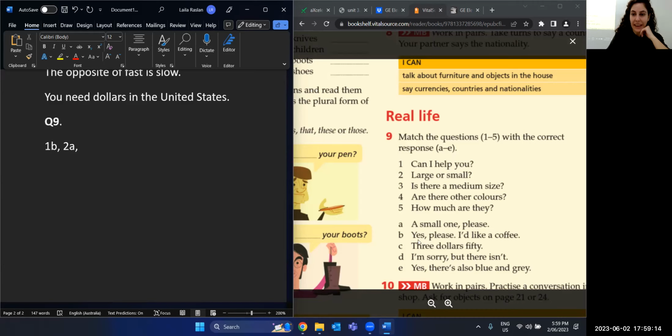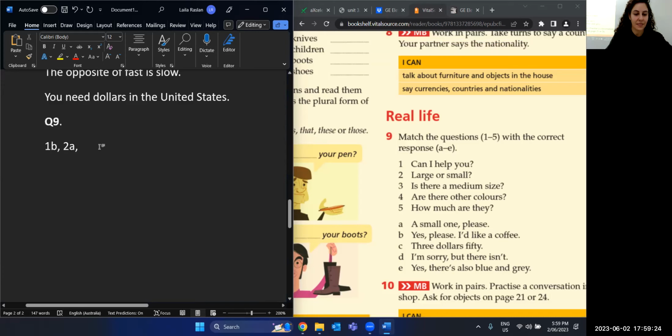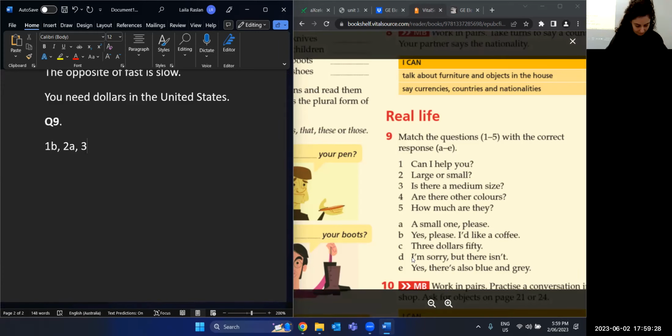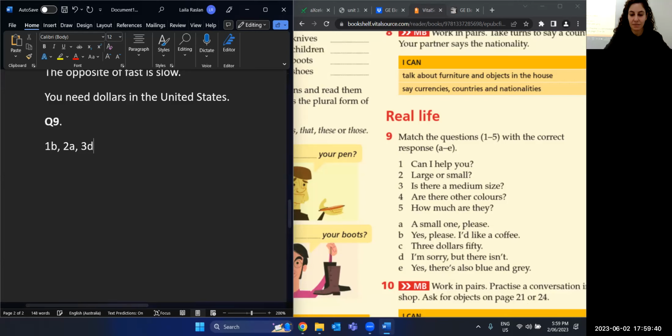So 2A, yes, please, I'd like a coffee. Sorry, 2A, a small one, please. 3, is there a medium size? 3D, I'm sorry, but there isn't. So no, I'm sorry.